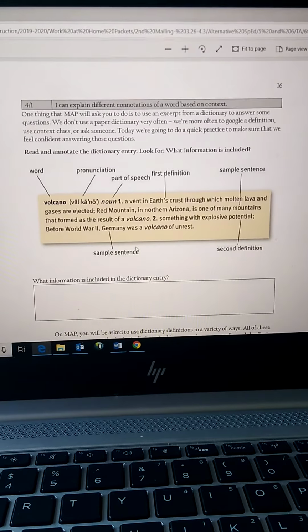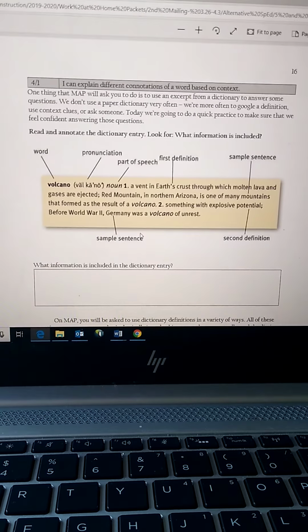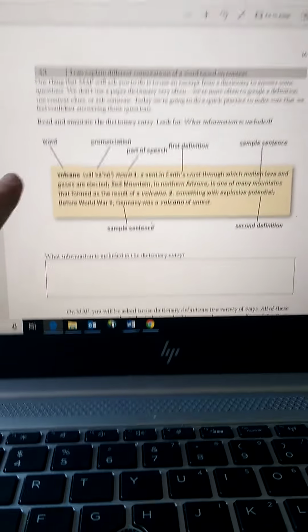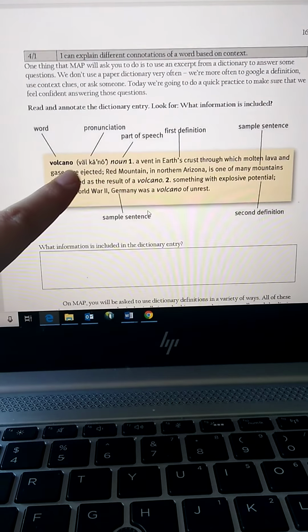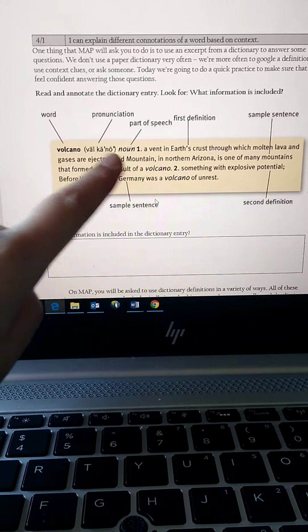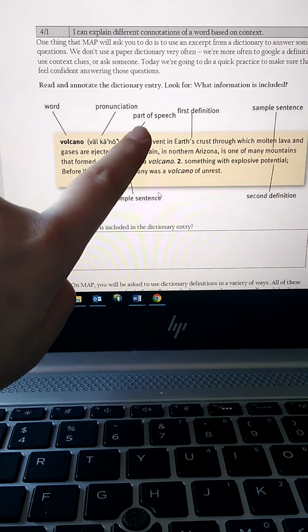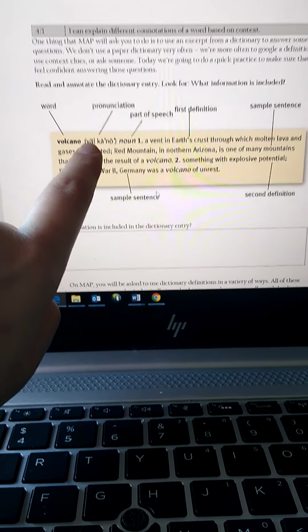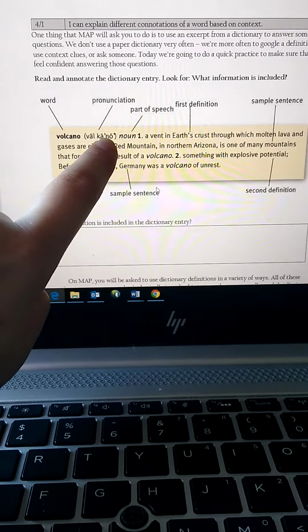Okay, so first we're going to read and annotate the dictionary entry. Look for what information is included. So look here, this is volcano. It's a noun, which is the part of speech. This shows how you pronounce it. So if you break it down into syllables, it'll be vol-ca-no.